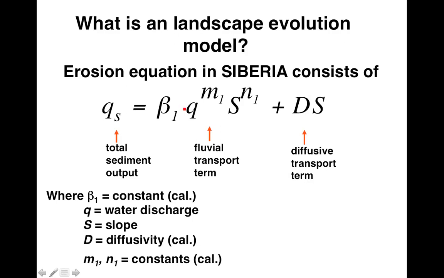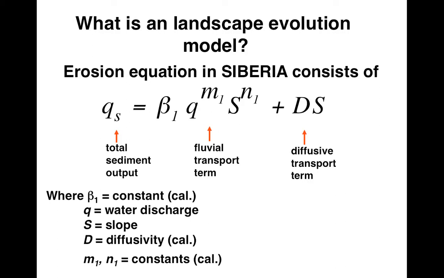So the fluvial transport incises the landscape and cuts little gullies and channels, whereas the diffusive transport term smooths it out. It's like shaking the plate. If you had a pile of sand and you shake the plate, diffusive sediment transport would be a bit like that, spreading it out and making it smoother.